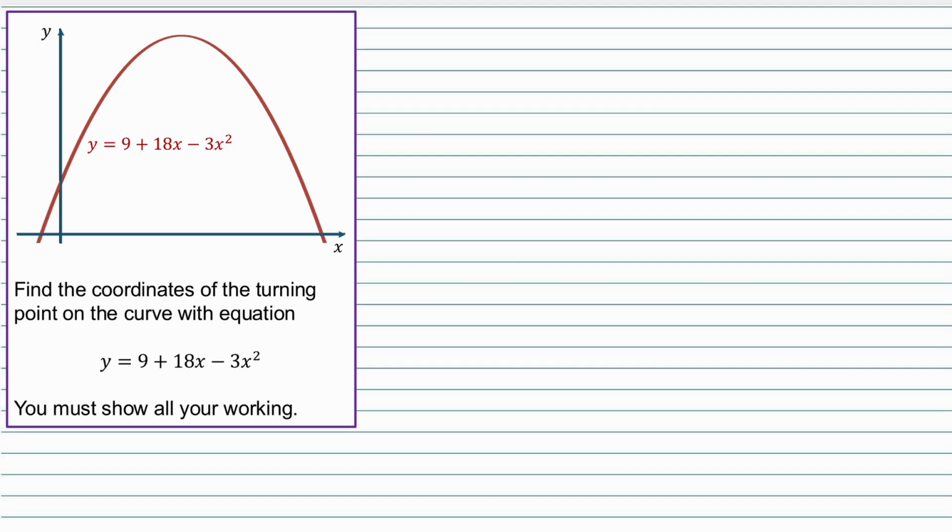So do you want to try and give this question a go yourself? You can pause the video, and when you come back, you can check your working with mine. Okay, so welcome back if you had a go. So I'm going to begin by rewriting this. So we've got the negative 3x squared term first. So y will equal negative 3x squared. Then we want the x term, so plus 18x, and then plus the 9.